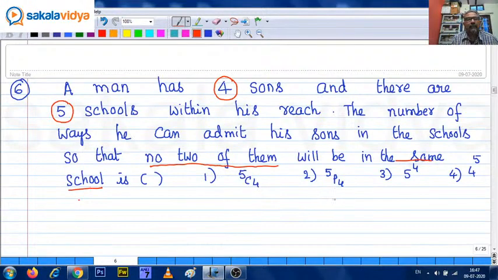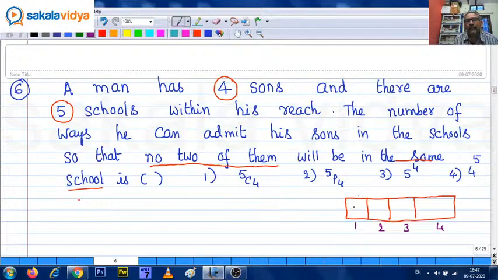That means here we have 4 sons: first son, second son, third son, fourth son. There is a chance that the first son may join any of the 5 schools. Already one son has been joined.